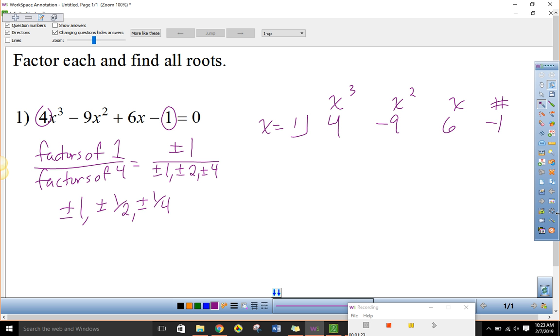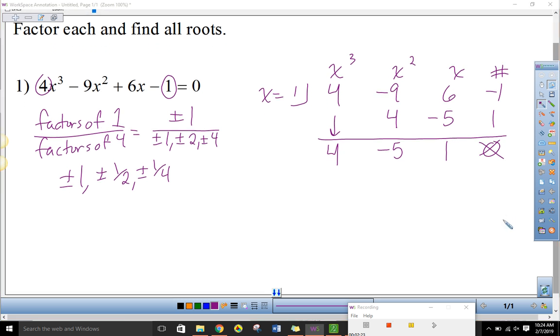How do I start? Bring down the 4. Then what do I do? 4 times 1 gives me 4. Negative 5 times 1 gives me negative 5. Add them up and you get 1. 1 goes over here and we get 0. Is that good or bad? That straight up means you won. So what can you tell me about the answer because this works?